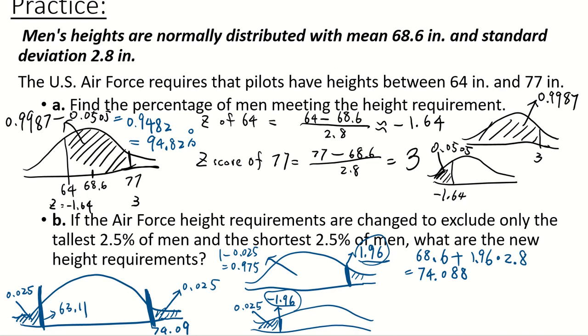To find the lower bound of the height requirement, the z-score of that lower height requirement is negative 1.96. That means that value is 1.96 standard deviations lower than the mean, which is 68.6 minus 1.96 times 2.8. That will give you 63.112, which is the same answer as you get using StatCrunch.